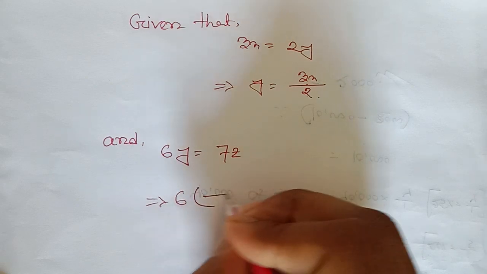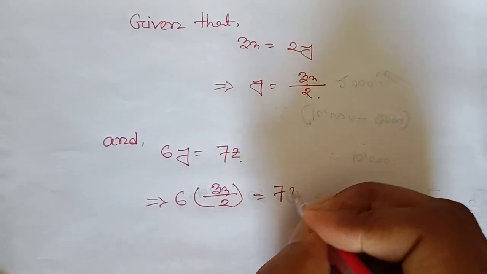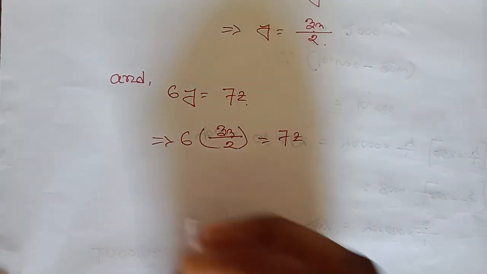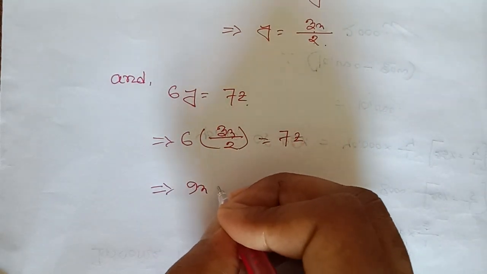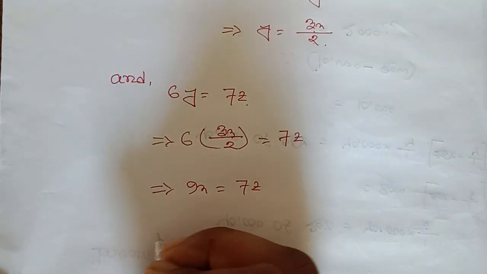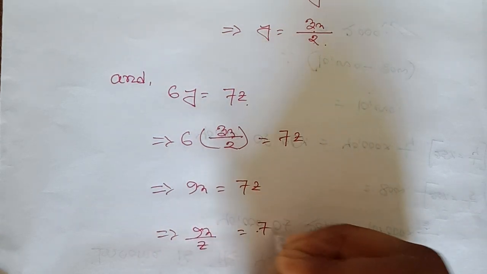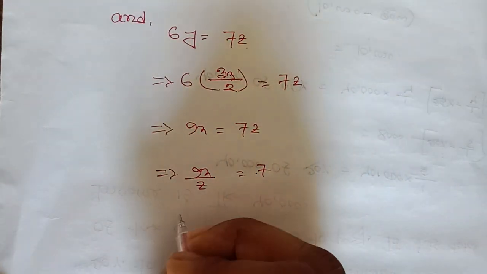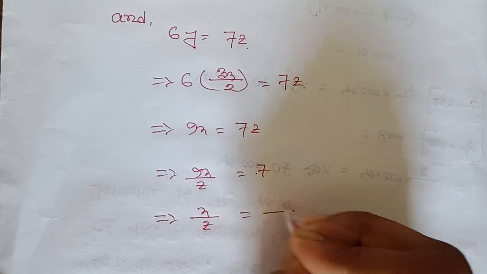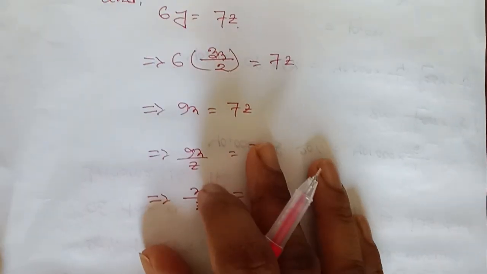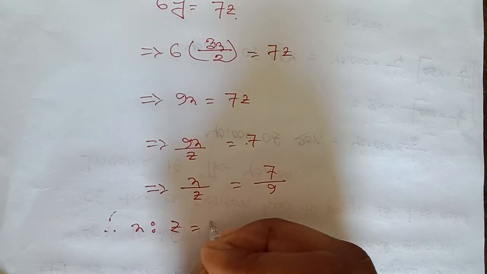We can write 6 times 3x over 2 is equal to 7z, or 9x is equal to 7z, or 9x over z is equal to 7, or x over z is equal to 7 over 9, so that x ratio z is equal to 7 ratio 9.